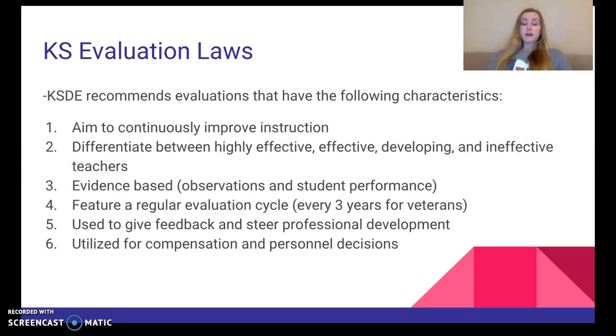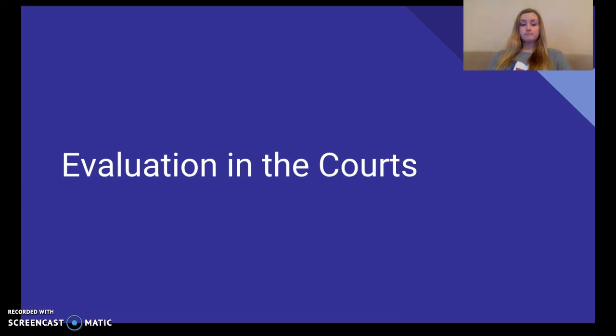Evaluation should be used to give feedback and should, again, focus on teacher growth and development. And then finally, they can be used for compensation, so you can do merit-based pay in Kansas.